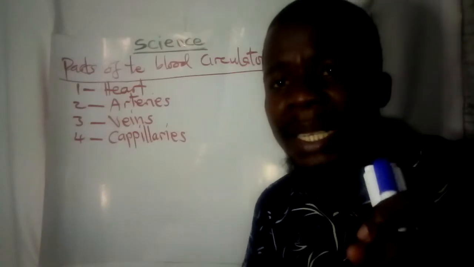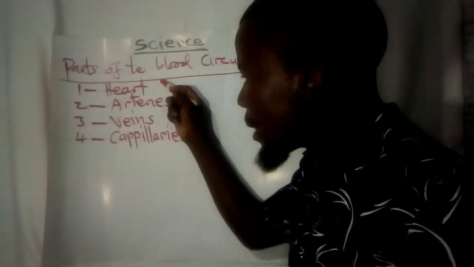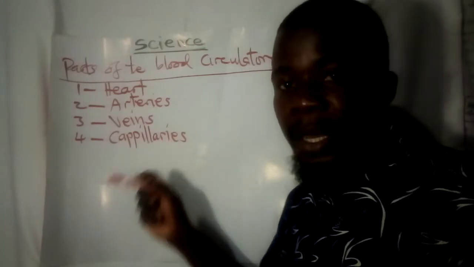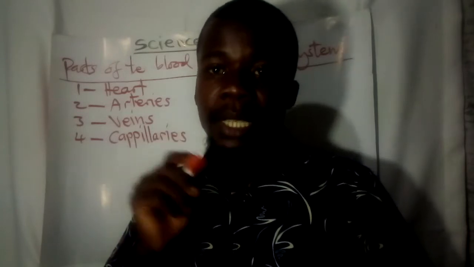Number 2, we have got the arteries. Number 3, we have got the veins. And number 4, we have got the capillaries. These are the 4 main parts of the blood circulatory system: the heart, the arteries, the veins, and the capillaries.